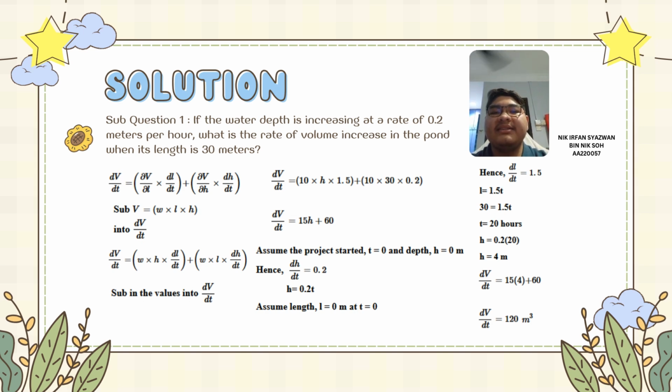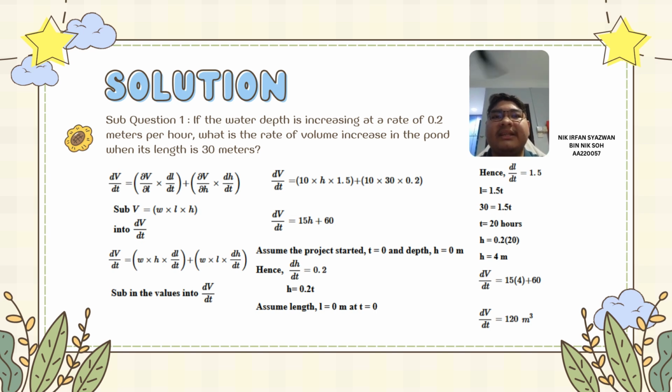Since both L and H are changing over time, we take the derivative of V with respect to time t and get dV over dt. We assume the width is 10 meters. The problem states that the depth increases at a rate of 0.2 meters per hour while the length increases at a rate of 1.5 meters per hour. We also assume the project started at time t equals 0. We substitute the values into dV over dt and we get 16h plus 60.